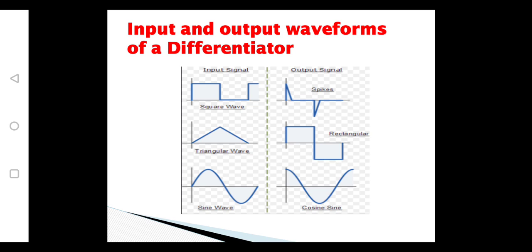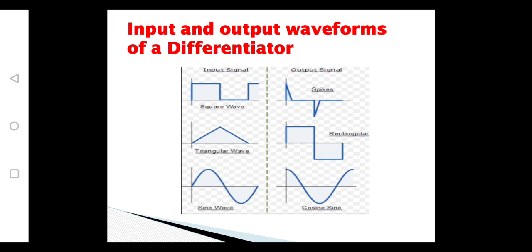And these are some basic input and output waveforms of a differentiator. Here we are assuming that the first type of input signal which we are applying is a square wave. If we differentiate a square wave, we'll be getting the output as spikes, meaning we'll be getting only a part of the signal and the remaining signal is going to be struck off.